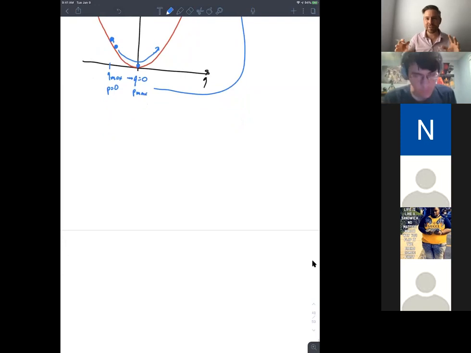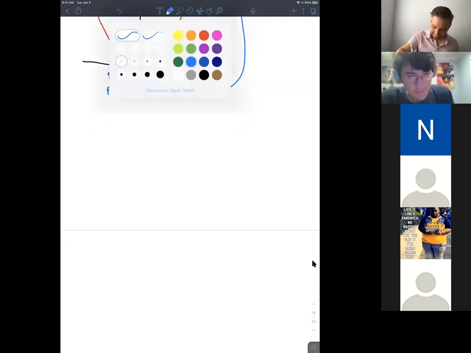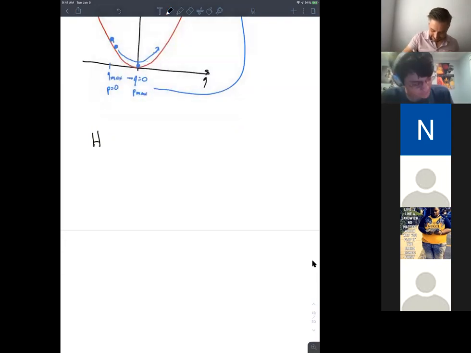All right. So now, we're upper level physicists now at this point. So we don't want to call it the energy of the system. We're going to call it the Hamiltonian of the system. Okay. So the Hamiltonian for a simple harmonic oscillator is just this.